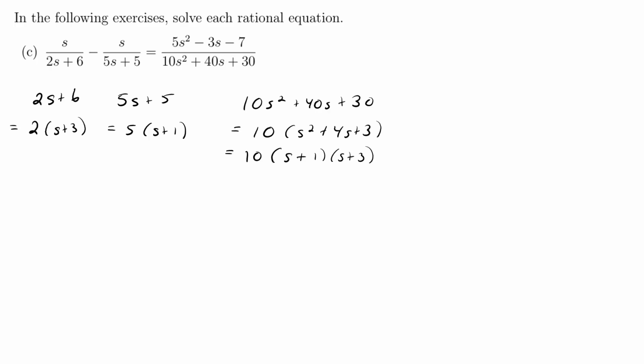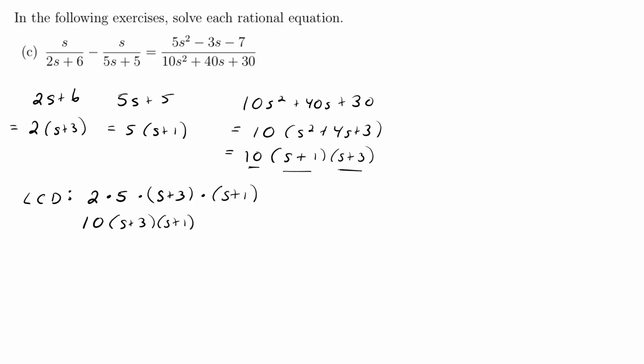So between these three, it looks like I've got an LCD, right, of 2 times 5 times s plus 3 times s plus 1, right? 2 times 5 gives me the same 10 that I have here on the right. s plus 3, s plus 1. So yeah, I think my LCD is 2 times 5 times s plus 3 times s plus 1. Or I can just say it's 10, s plus 3, s plus 1. And remember, multiplication is commutative, so 10 times s plus 1, s plus 3 is the same as 10 times s plus 3, s plus 1.